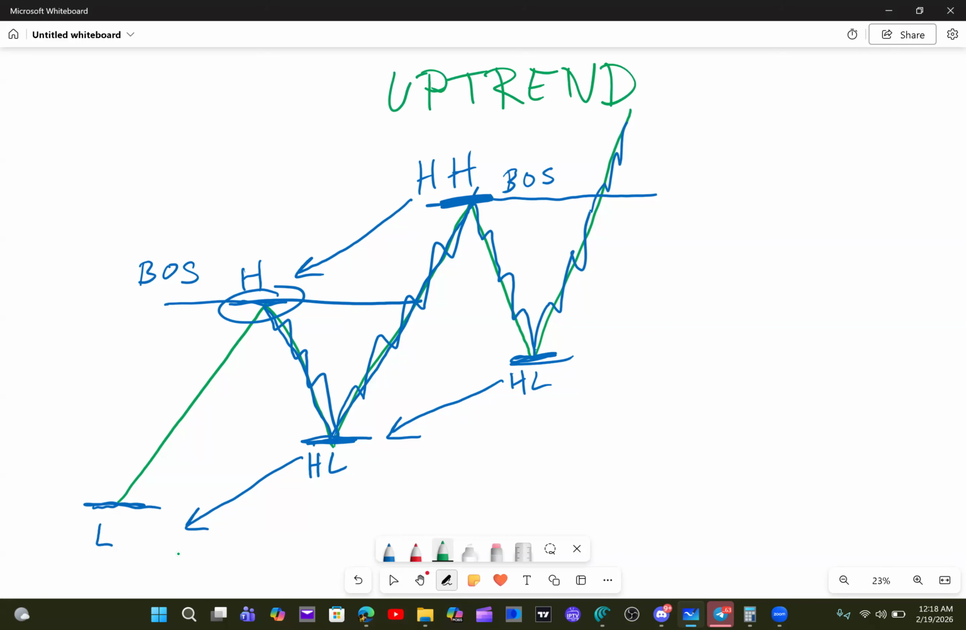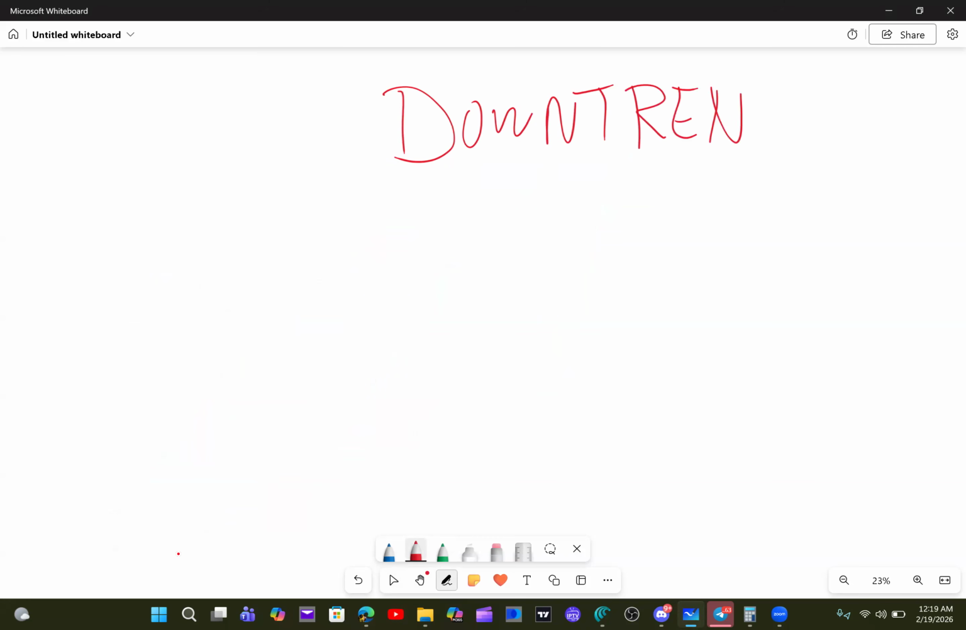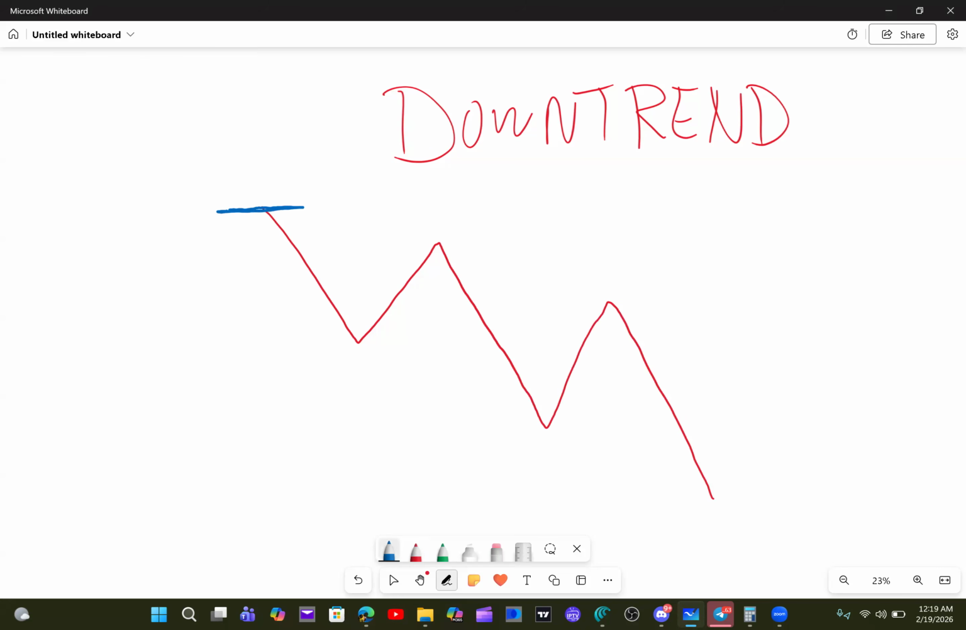And that is the basics of your uptrend. The market is going to move in a general up direction. Now we have a downtrend. In a downtrend, the market is going to go down, pull back, down. Just the opposite of the uptrend, you're going to start from a high. Then the market is going to create a low.